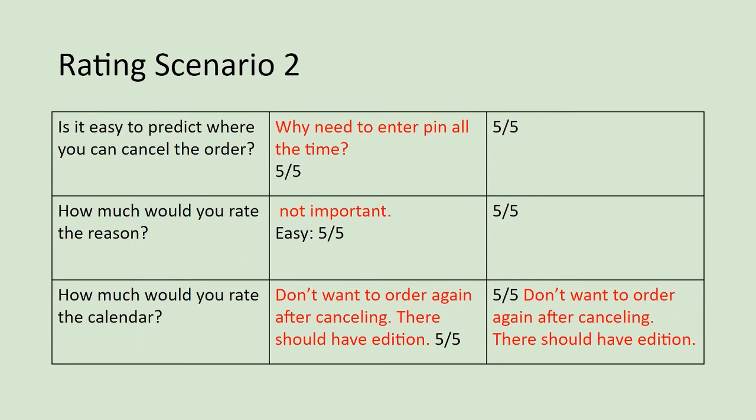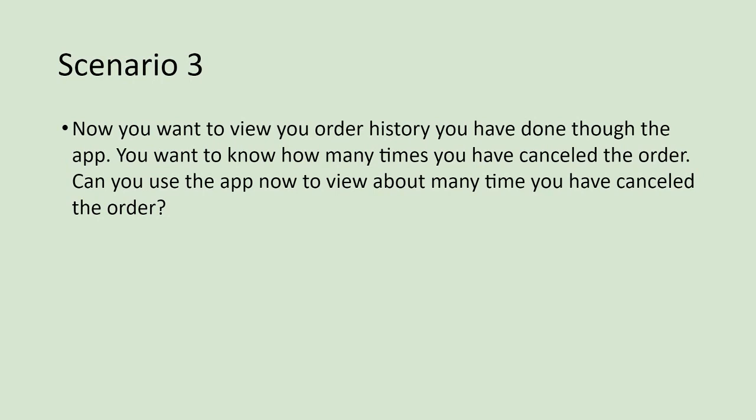Both of them rated 5 out of 5 because it's easy. But they also have the same problem. They need to cancel first, and they have to make another order just to have a different date. They suggest not to go back and order again, but to have an edit function where they just need to change the date and confirm the change. Now let's move on to the third scenario.